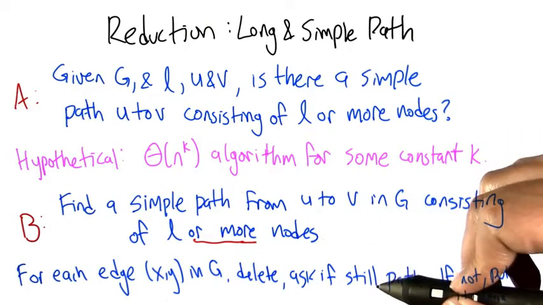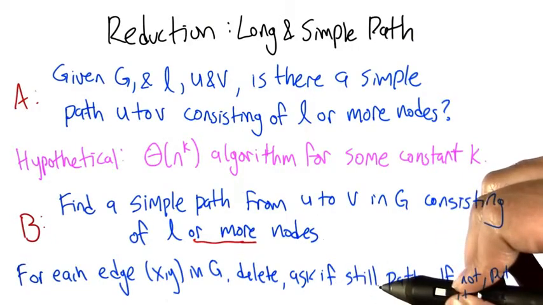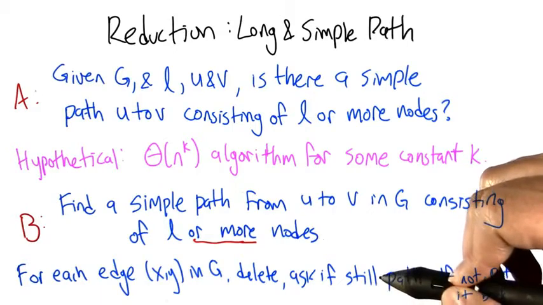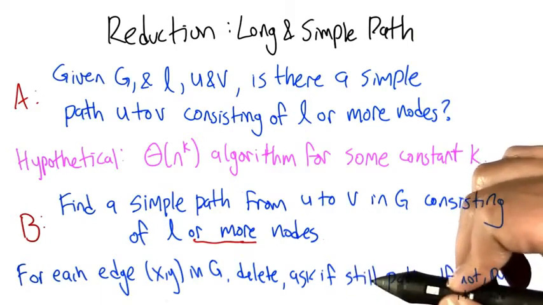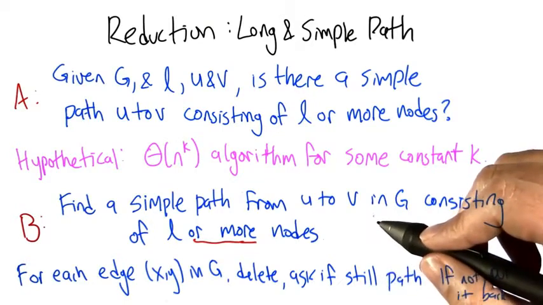the simple path. Why? Because if there's any edges in there that's not on the simple path, then we can delete it, and there still is a simple path. And certainly we can't delete any of the ones on that simple path and still have it work. So what's left is exactly what we need.